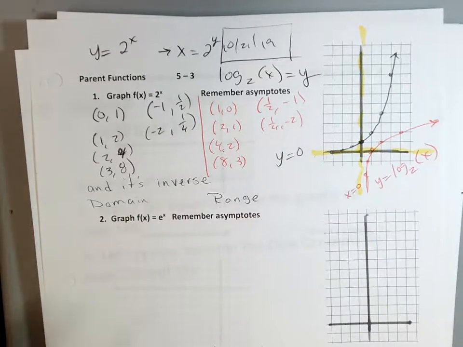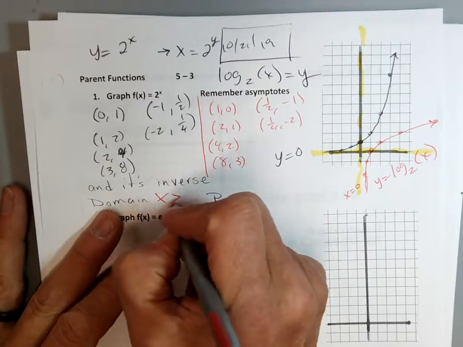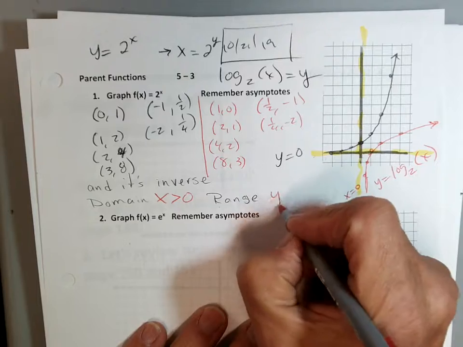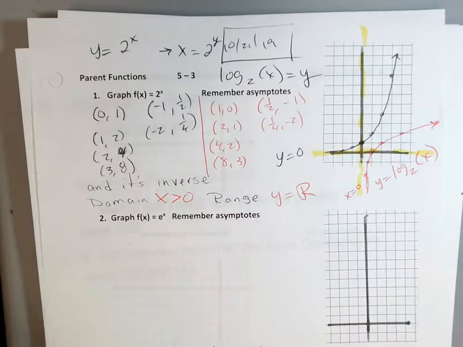It's x is greater than 0, and the range is all real numbers. So to me it makes sense because it's an inverse, everything switches, right? So the domain of this one becomes the range of that one, and the range of the original becomes the domain of the original. Okay?